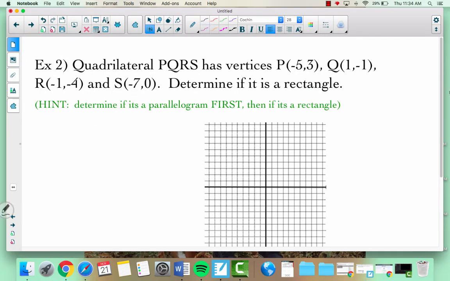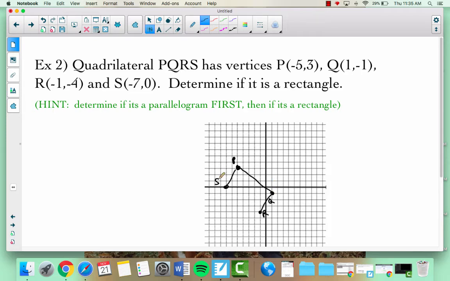The last example of this video is using our grid. So here it says PQRS is a quadrilateral, which means it has 4 sides, and I tell you each of the 4 corners. So we're going to go ahead and plot these on our grid. So here's P. Let's see, Q is at 1, -1. R is at -1, -4, and then -7, 0. So there's S. So we could go ahead and connect these to make our 4-sided figure.